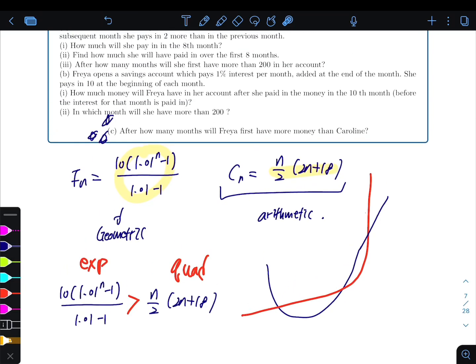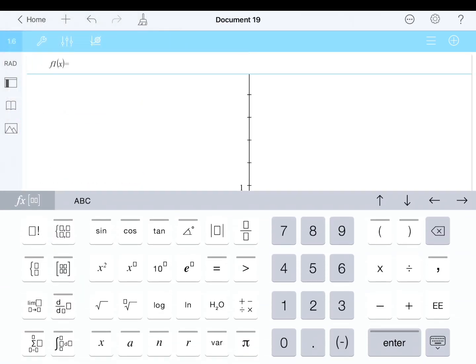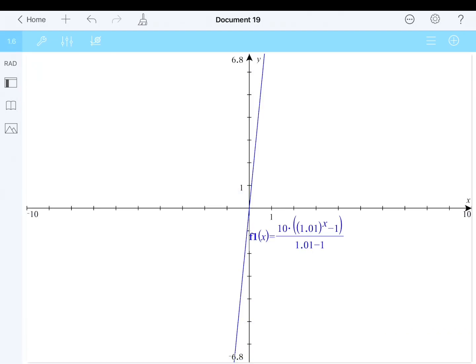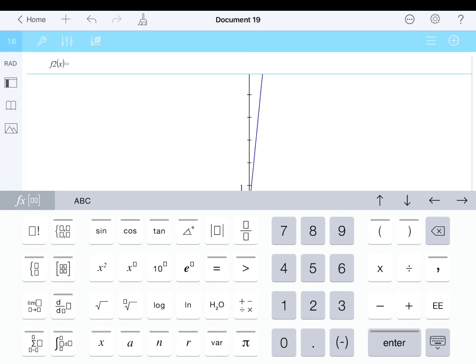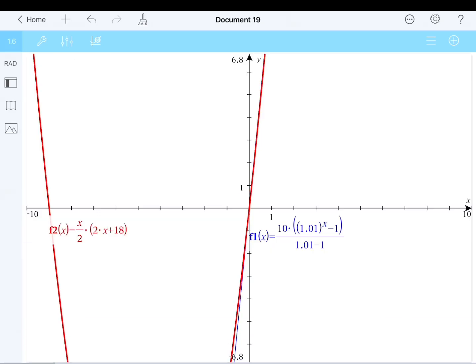So let's have a look. Let's try to put those expressions on our graph and compare the functions. The first function I'm going to put in is 10 times (1.01 to the power of x minus 1) over (1.01 minus 1). That was the geometric series, so I got that exponential function. And I'm going to put in another one, the quadratic, which was the arithmetic series: x over 2 times (2x plus 18).